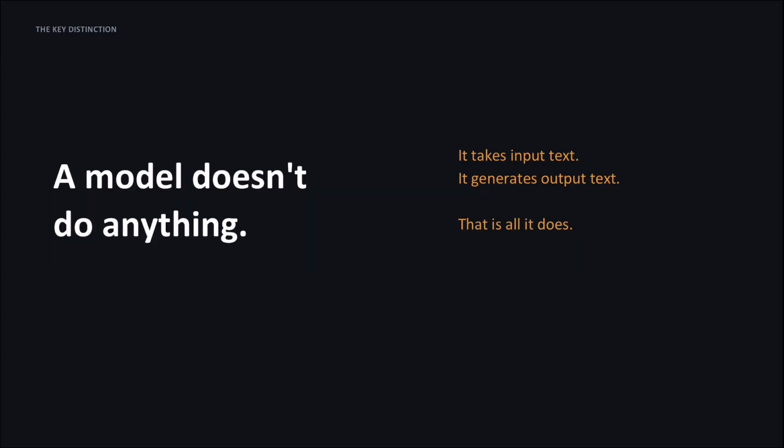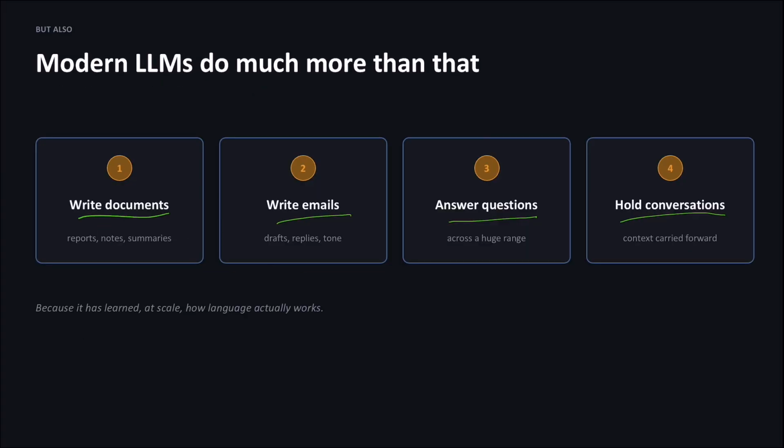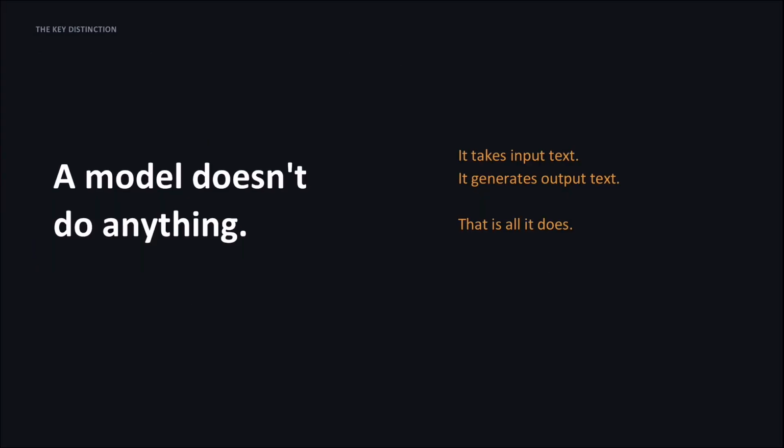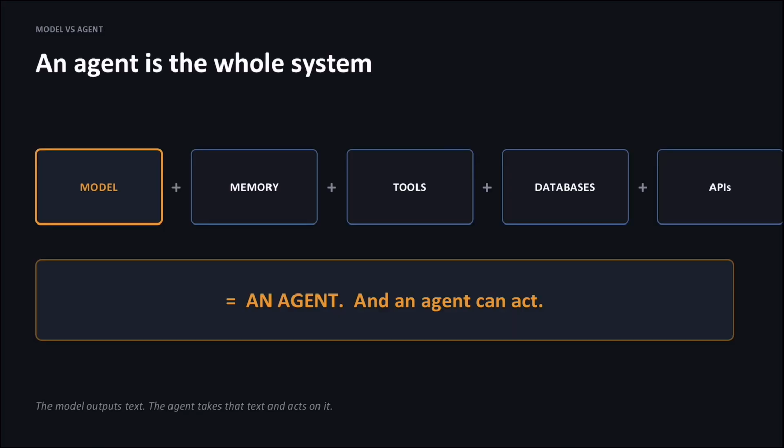Okay, now the key distinction. The model itself doesn't do anything, as I told you right over here. When we looked at these examples, write documents, write emails, answer questions, whole conversations, this is not the model doing it. This is some other entity which we are calling an agent, which is doing all this stuff, right? So the model doesn't do anything. It always takes input text and it generates output text. That's all it does.